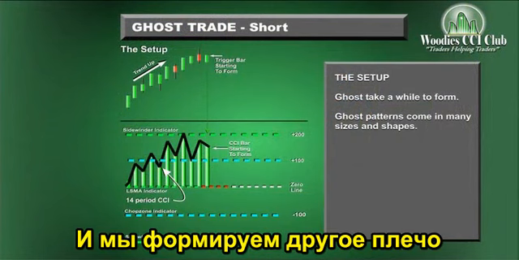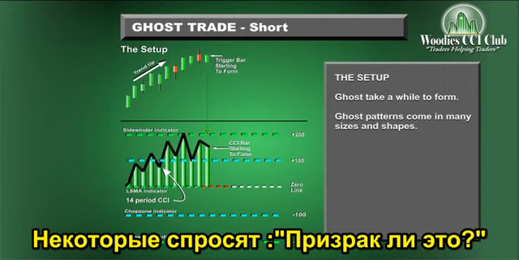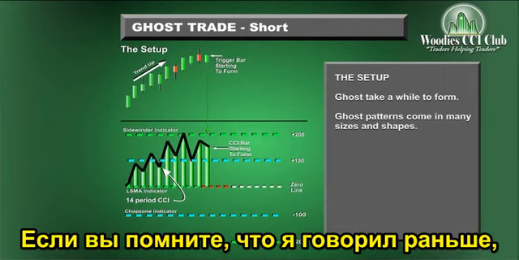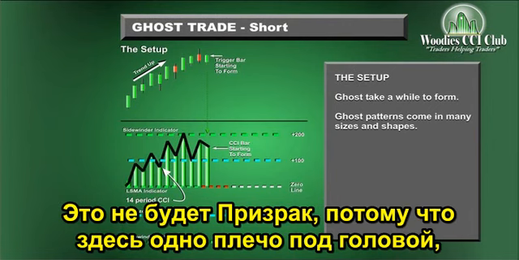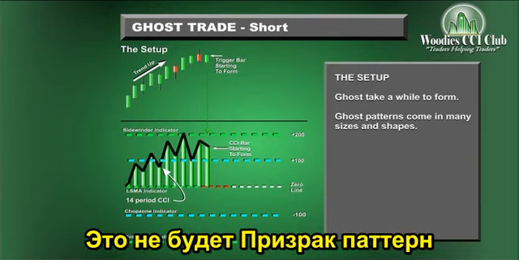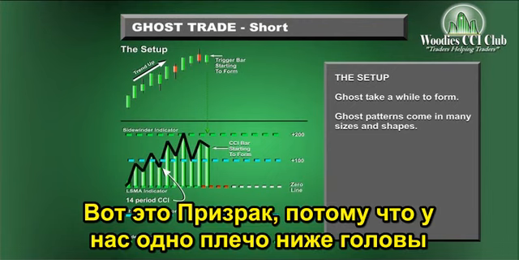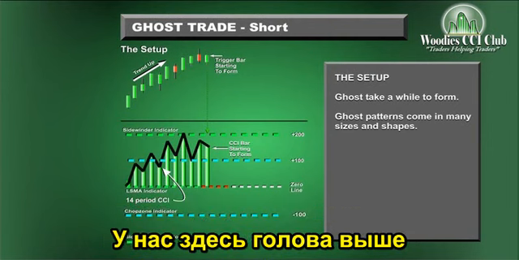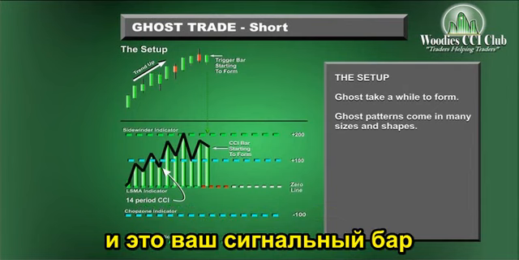We had an uptrend, and all of a sudden we formed another shoulder, we formed another head, and now we got a shoulder. Now some people will say, well, is this a ghost here? If you remember what I've said just previous, you have to have either both shoulders above the head or both shoulders below the head. This would not be a ghost because you got one shoulder below the head, you got the other shoulder above the head, so this would not be a ghost pattern. This is a ghost pattern because you got one shoulder below the head, you got the head here higher and the other shoulder below. You draw a neckline there, and that would be your trigger bar.